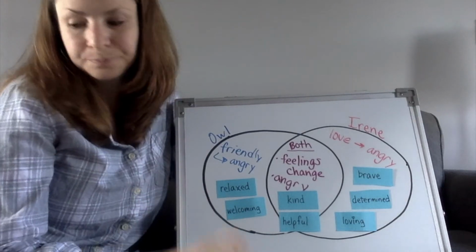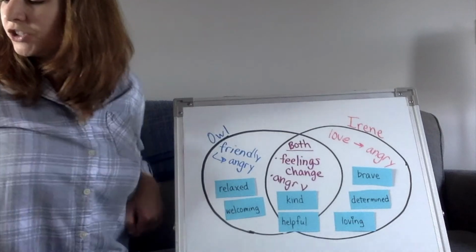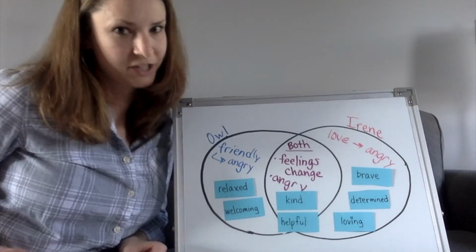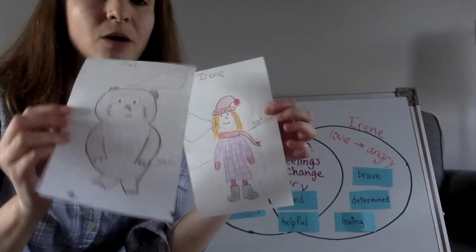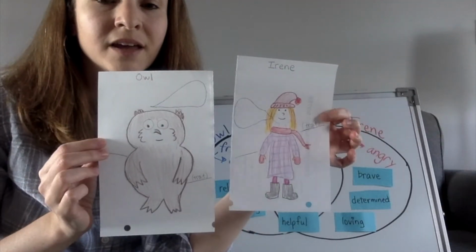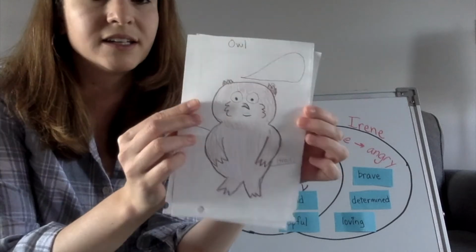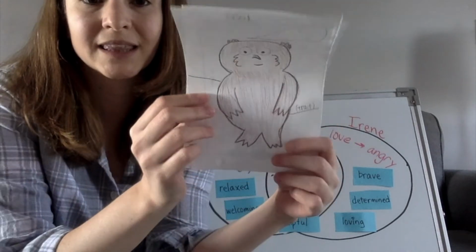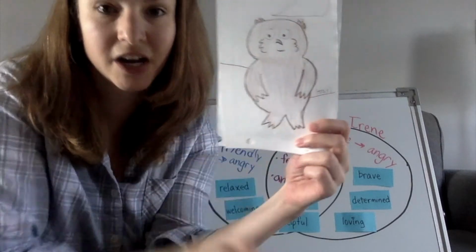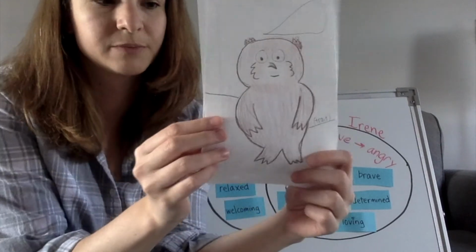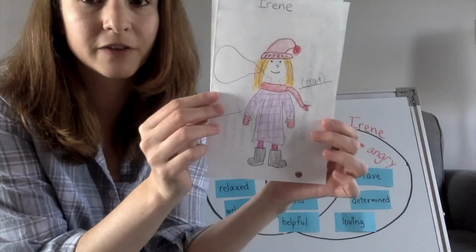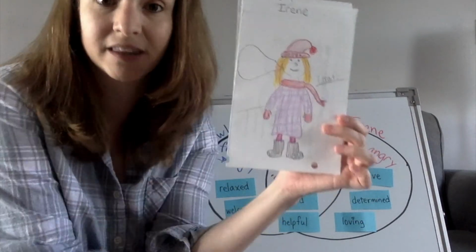To finish up your activity, you're going to draw a picture. You can choose one or both. I did my best. I'm not a great artist, but I tried. So you're going to draw a picture of Owl or Irene, and then you're going to write in something that the character said, and then you can label it with some character traits to describe them. So there's my example for Owl. Here's one for Irene.